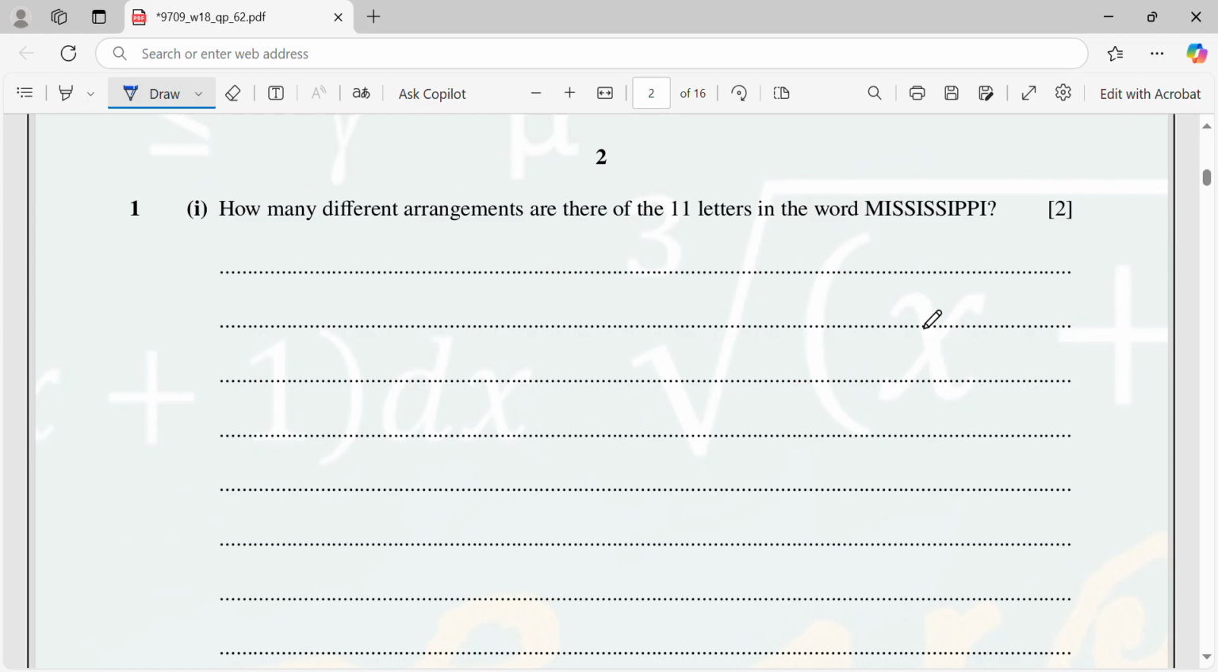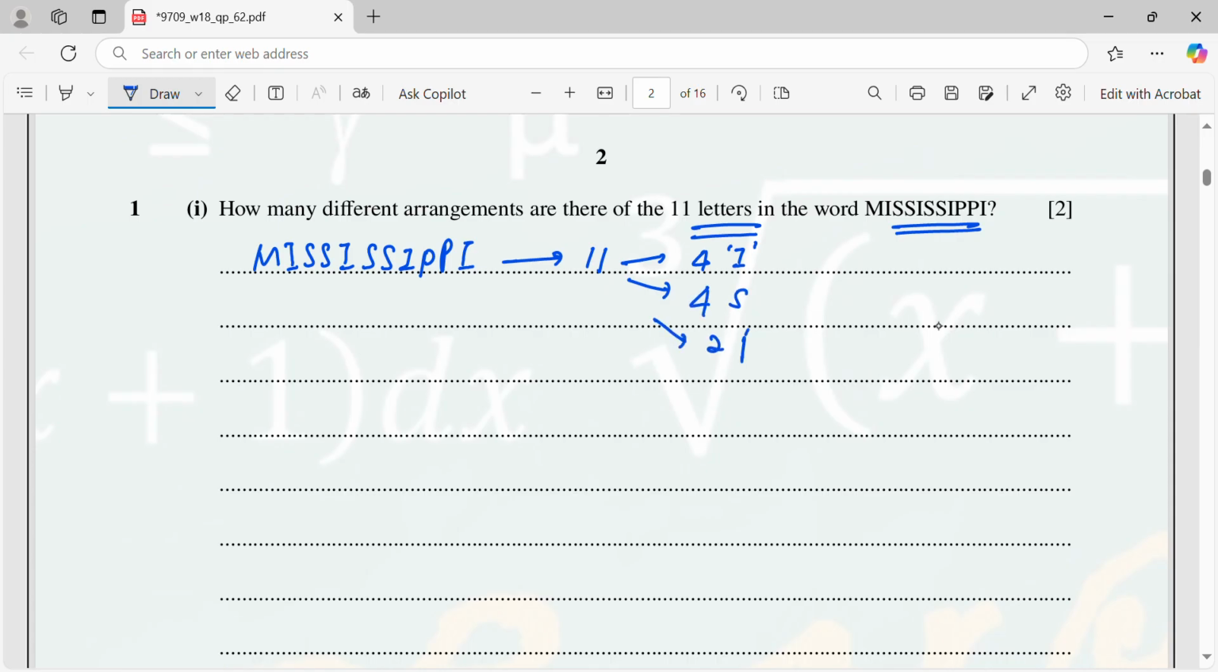For question number 1, first part, how many different arrangements are there of the letters in the word? Okay, so there are 11 letters here. From these 11 letters, there are some repeating letters. So I will rewrite all these letters first. Then from here, I found that there are a total of 11 letters, and the repeating will be 4 I's. Okay, then we have 4 S. Then after that, we have 2 P, and we have 1 M.